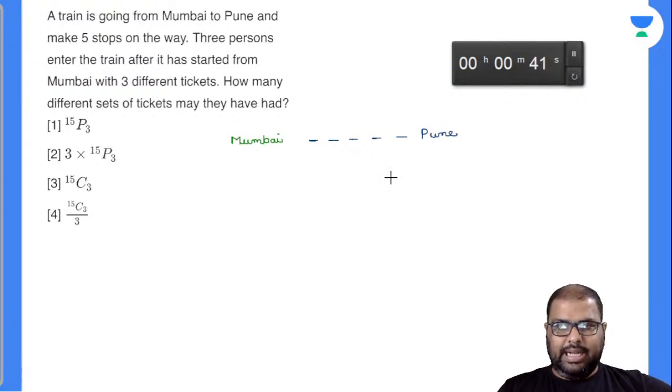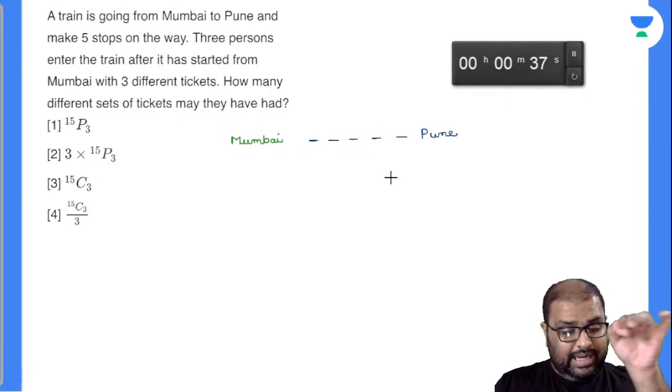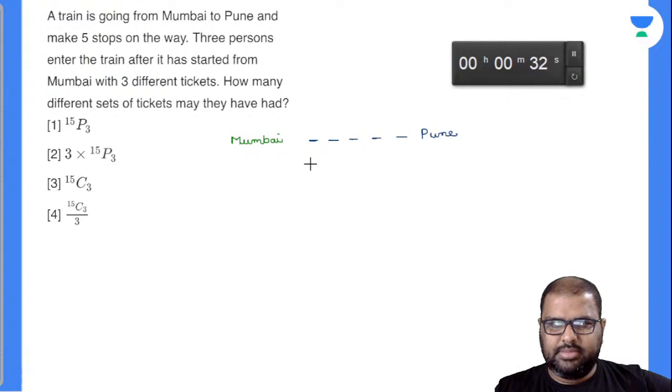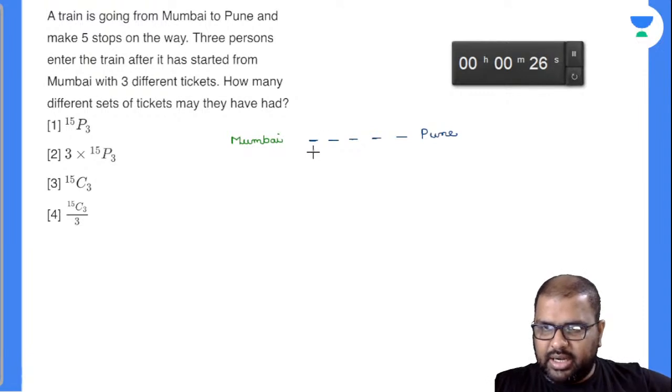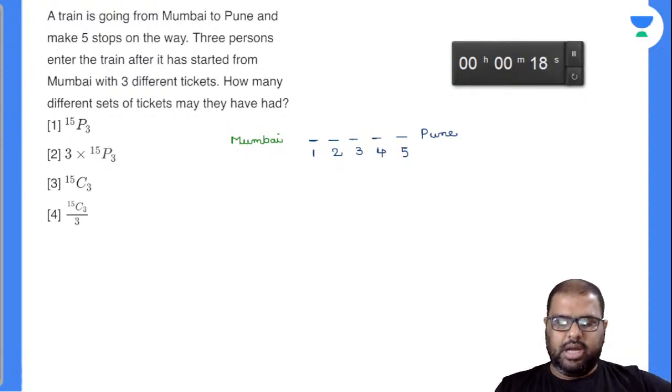3 persons enter the train after it has started from Bombay. So they didn't enter in Bombay. They entered after Bombay, with 3 different tickets. So they might enter at station 1. I'll write down here station 1. They might enter at station 2, station 3, station 4, station 5. How many different sets of tickets may they have had is the question asked.